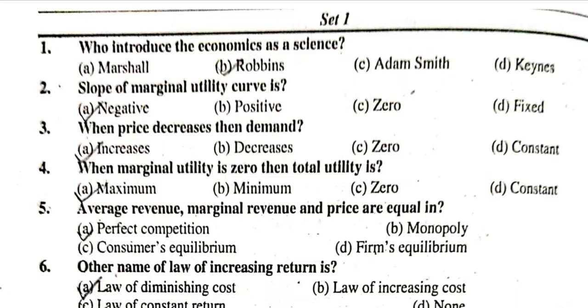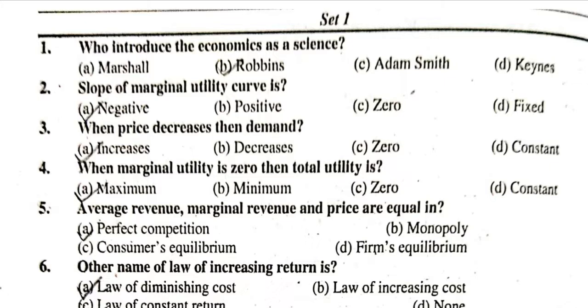4. When marginal utility is 0, then total utility is: A. Maximum, B. Minimum, C. Zero, D. Constant. Correct answer is A. Maximum. When marginal utility is 0, then total utility is maximum.